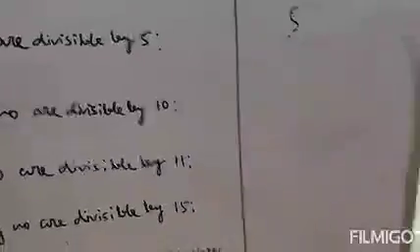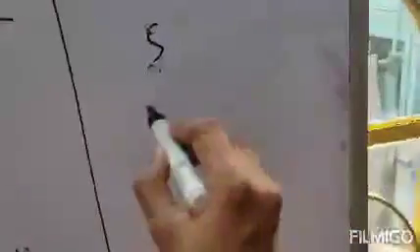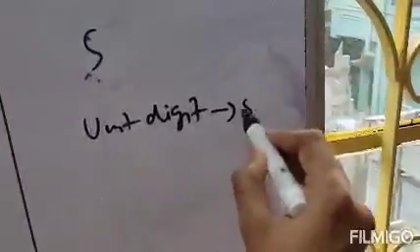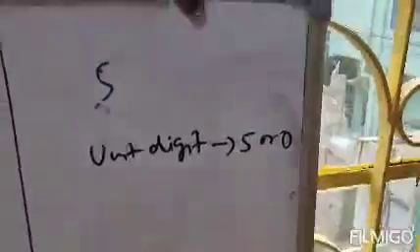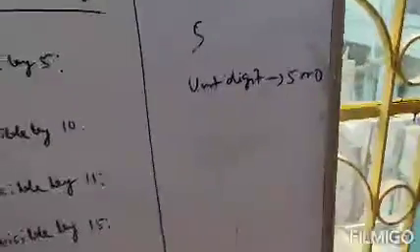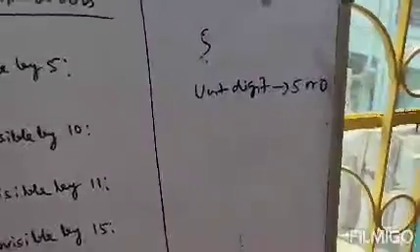At first, the divisibility rule of 5. What is the divisibility rule of 5? Any number which has unit digit 5 or 0, that number is divisible by 5.